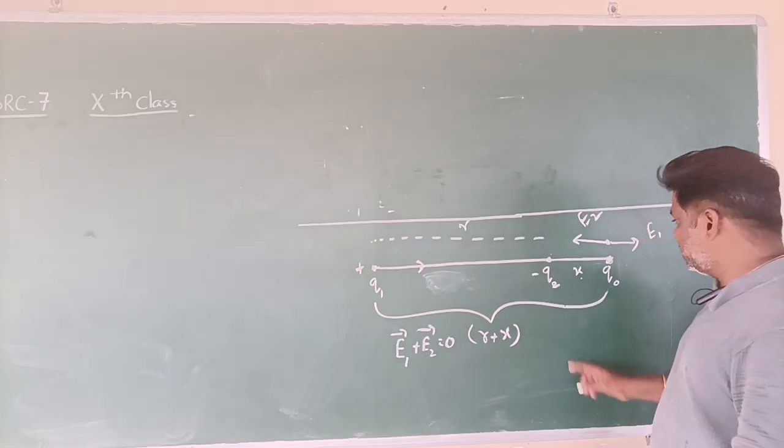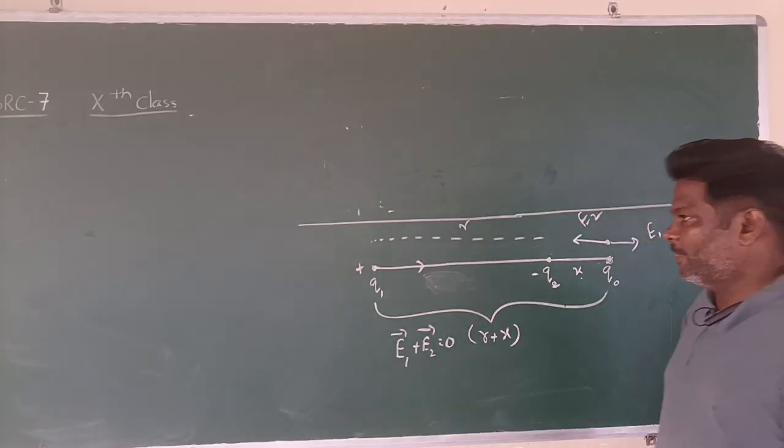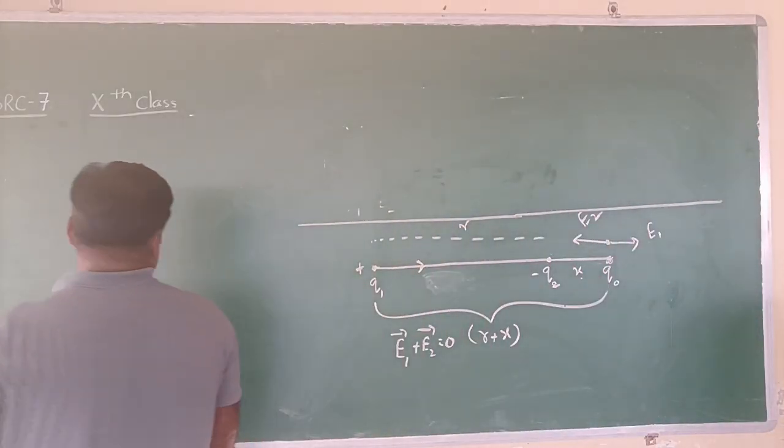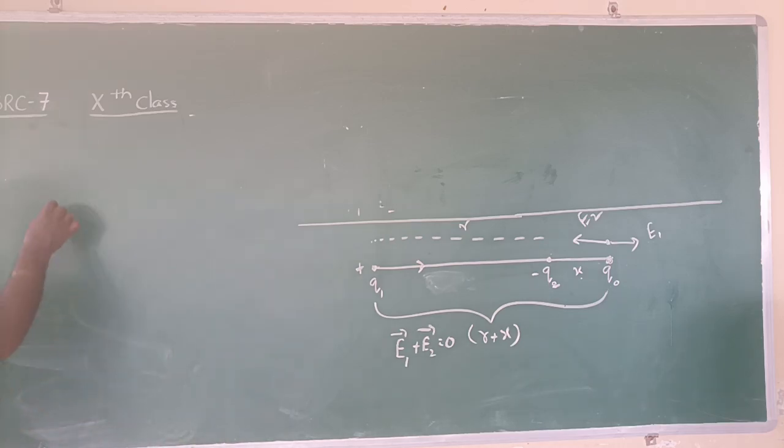Now we are going to calculate the distance x. I am not going to calculate it, you are going to calculate. Now I will write the equation further. Since there is an attractive force between Q2 and Q0 and a repulsive force between Q1 and Q0, E1 is equal to E2 at the null point. So I will write first E1. E1 is the field due to Q1.